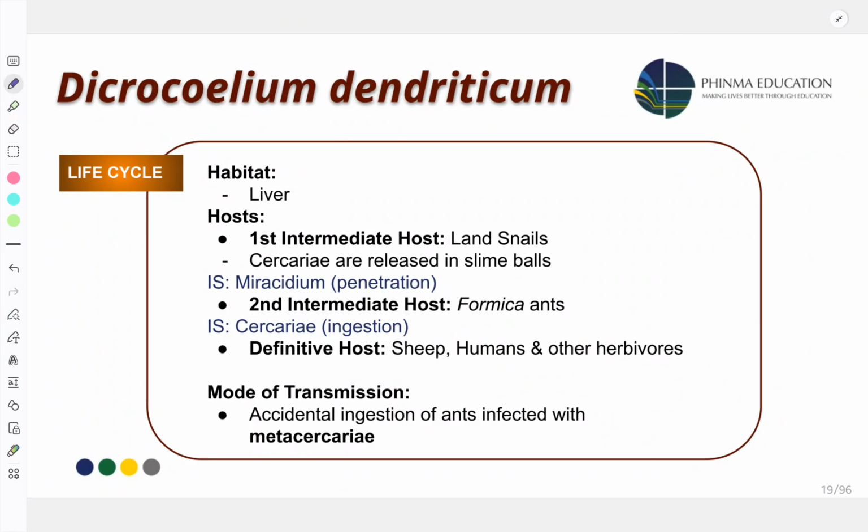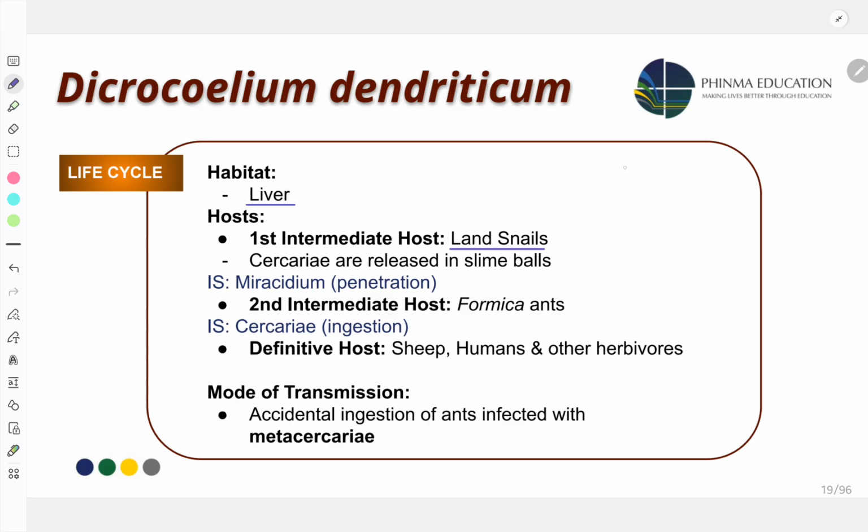So the habitat of your Dicrocoelium dendriticum is your, of course, liver, because these are liver flukes, no? So the first intermediate host are land snails. Which specific species, no? Actually, there are more than 50 species of land snails. No, compared to your other trematodes na specific species only for the first intermediate host. For your Dicrocoelium, dili siya picky when it comes to the first intermediate host, basta land snail. So the compared sad to your others, no?